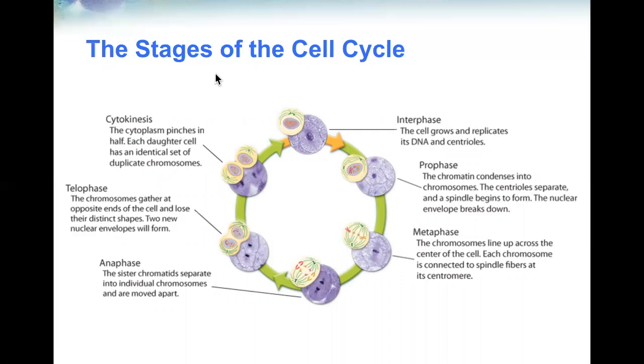So in summary, the stages of the cell cycle: interphase, prophase, metaphase, anaphase, telophase, and then finally cytokinesis. And that gives you two cells. From one becomes two. And then each of these grow and then also divide.